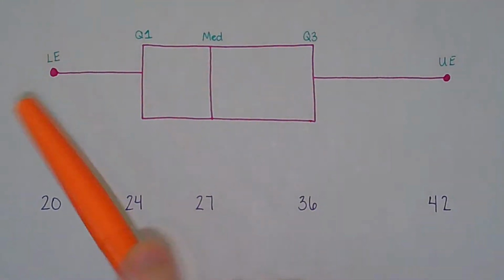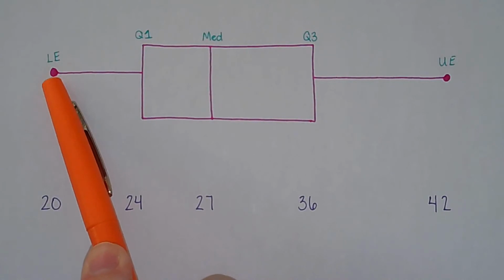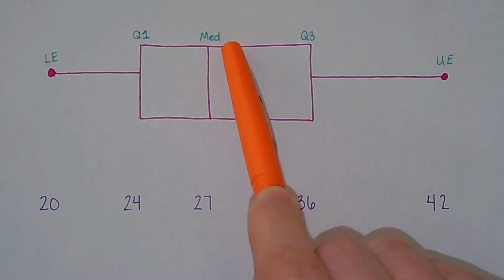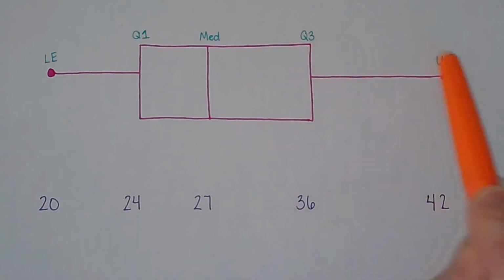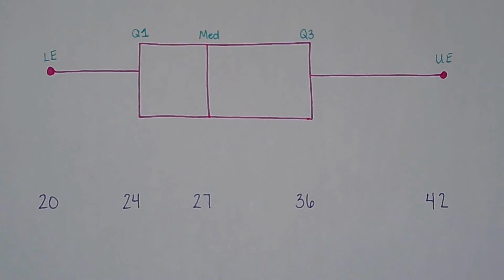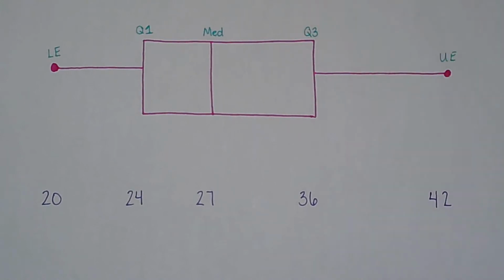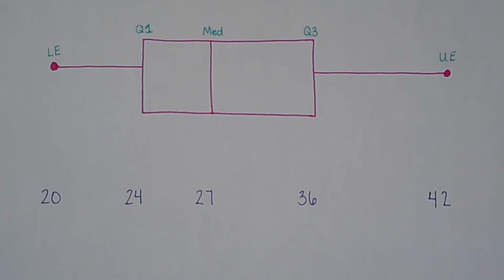So we've talked about how this is your lower extreme, so the smallest number. This is your Q1, your median, Q3, and then your upper extreme. So for example, the question could be something as simple as, what is your third quartile? Obviously, it's 36, okay? So something as simple as that.